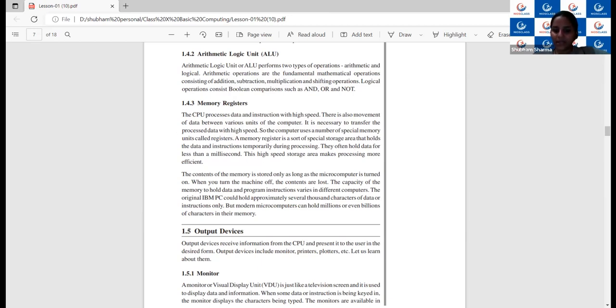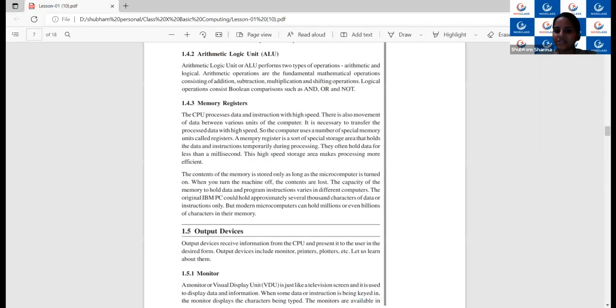Okay. So what we can say, registers are special memory units inside the CPU. It is placed inside the CPU, and it is a special memory unit, basically. So what does it do now? First thing is, it is a special memory unit, that you have to remember.